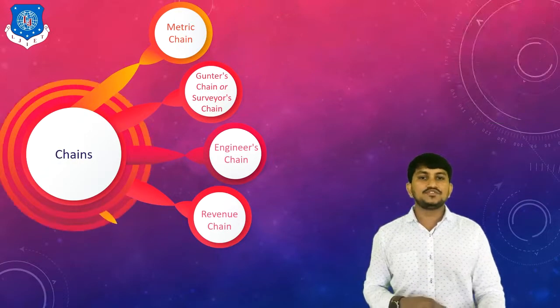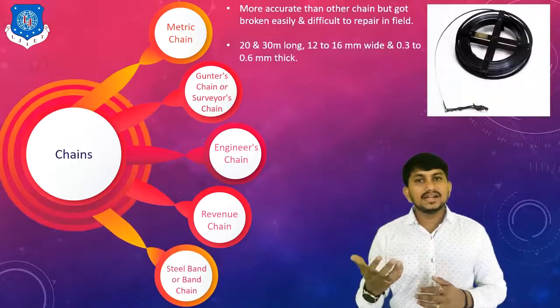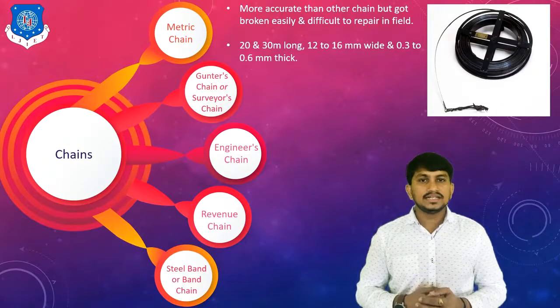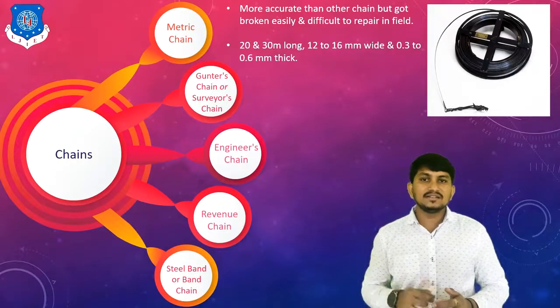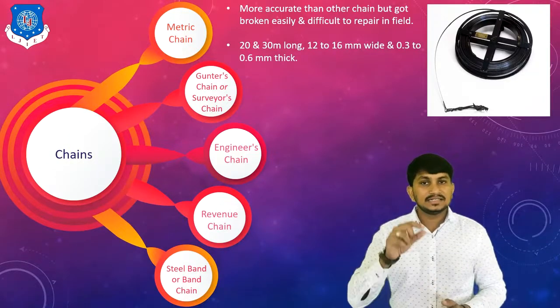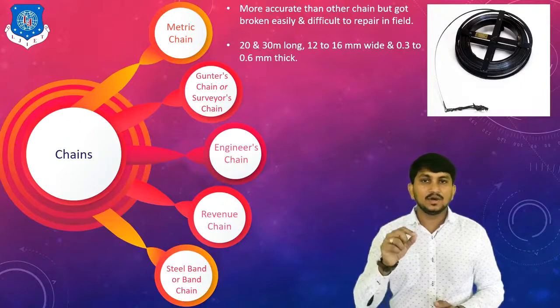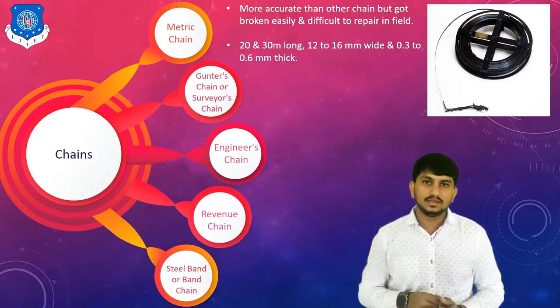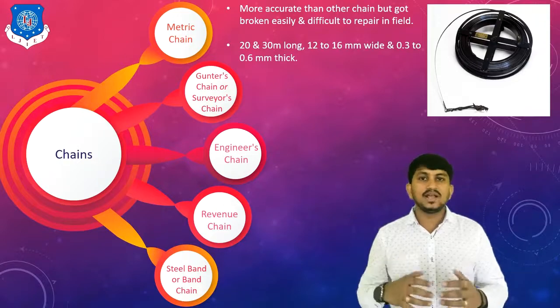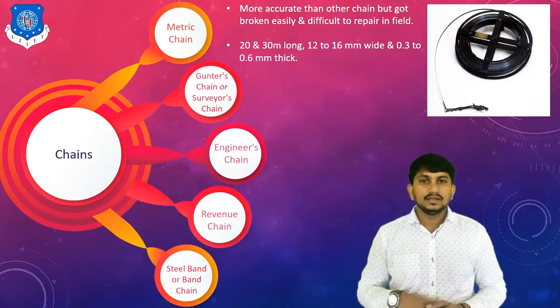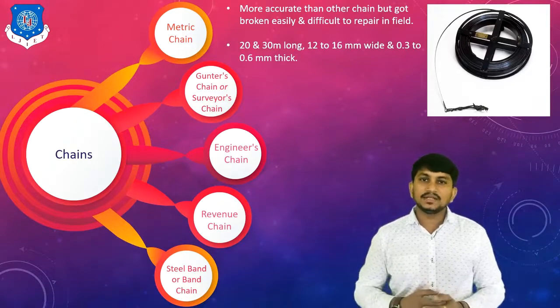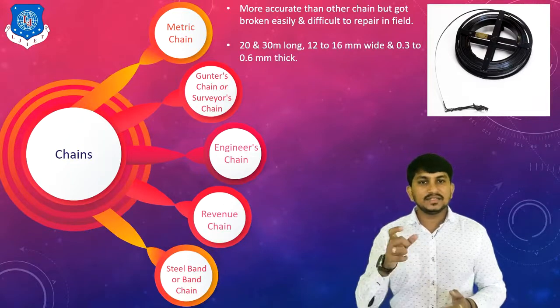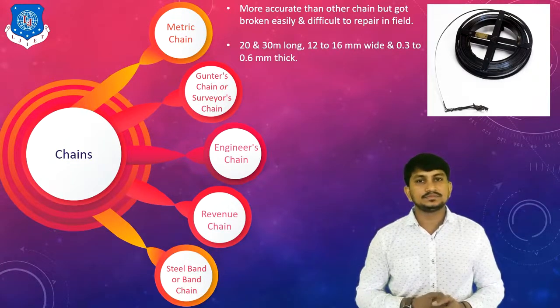Next type of chain is steel band or band chain. It is more accurate than above 4 chains, but one disadvantage is that its thickness is very less. It's about 0.3 to 0.6 mm. So it is usually broken while surveying. It is mainly used where there is a turning in chain line. Its length is about 20-30 meter and its width is about 12 to 16 mm.